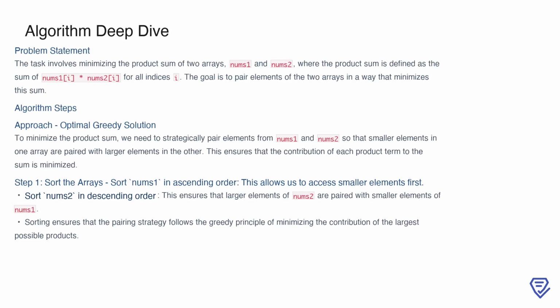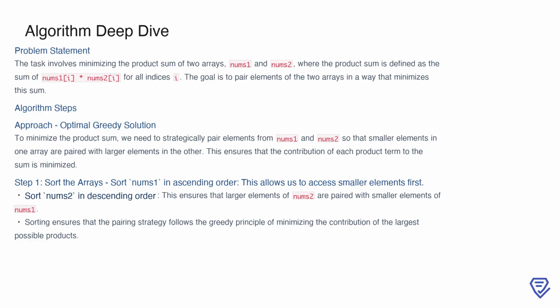The problem we're solving is to minimize the product sum of two arrays, nums1 and nums2. The product sum is calculated as the sum of nums1[i] * nums2[i] for all indices. To achieve the minimum product sum, we need to strategically pair elements from the two arrays. The optimal approach is a greedy solution where we pair the smallest elements from one array with the largest elements from the other. To implement this, the first step is sorting the arrays.